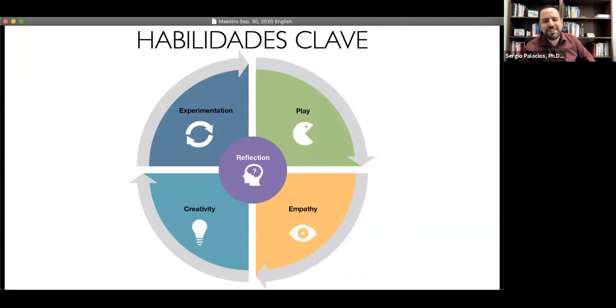I'm going to do the Spanish session next. These are some of the key activities or key skills in entrepreneurship to practice right now.